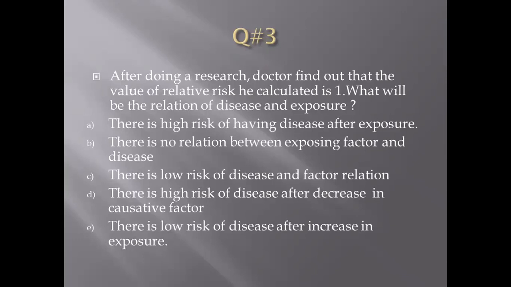After doing research, the doctor finds out that the value of the relative risk he calculated is 1. What will be the relation of disease with the exposure? There is high risk of having disease after exposure. There is no relation between the exposing factor and disease. There is low risk of disease and factor relation. There is high risk of disease after decrease in causative factor, and there is lower risk of disease after increase in exposure.